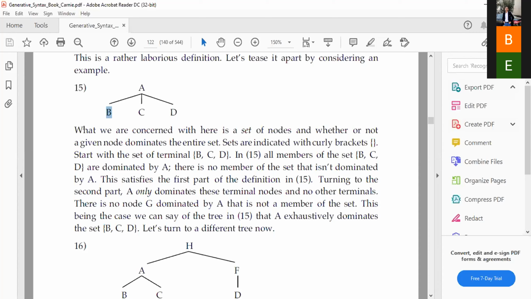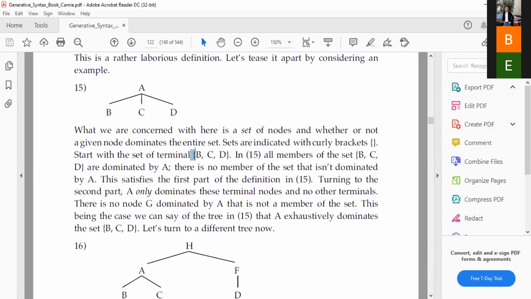No. We just can say no. B is a constituent of A. Excellent. B is a constituent of A. We can say here in 15, A is a constituent, or we can say the set.